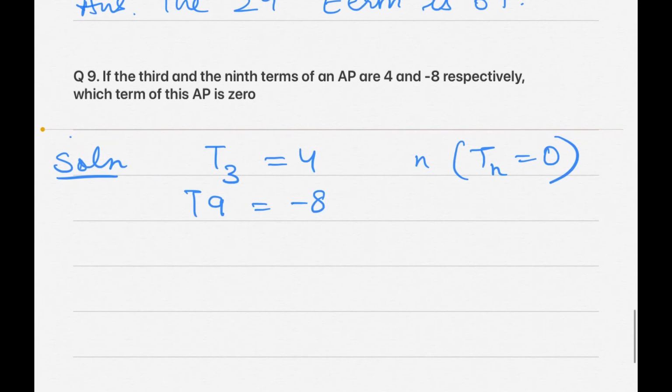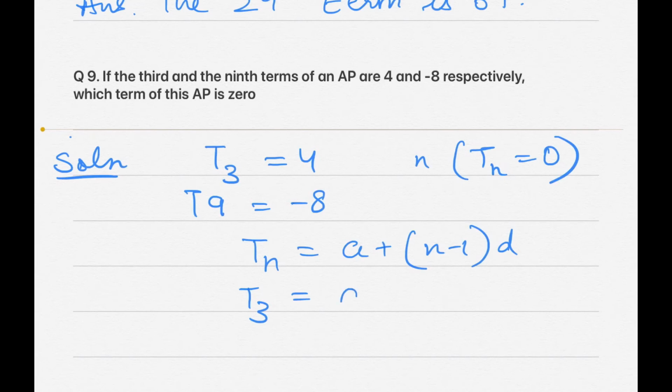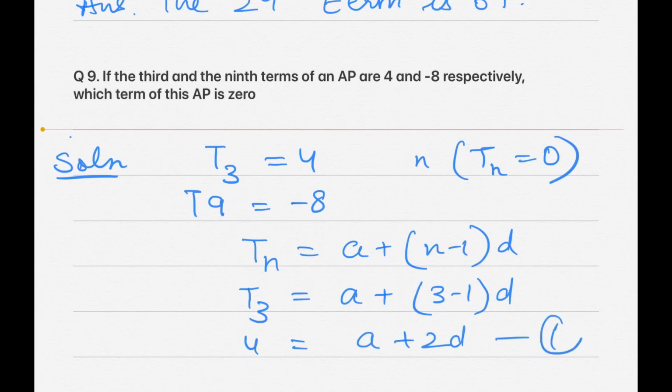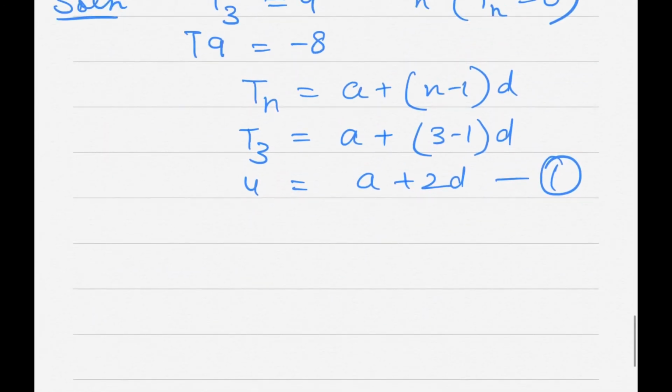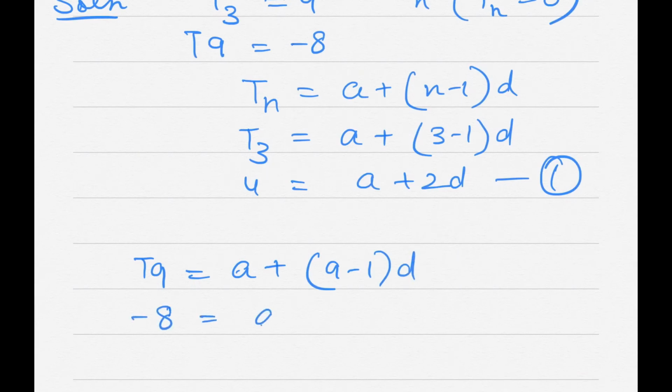Okay, so again I'll use the term formula. Tn is equal to a plus n minus 1 into d. So T3 now is equal to a plus 3 minus 1 into d. So T3 is given to me as 4, a plus 2d. So this is my first equation. Now I'll move to second equation. So T9 is equal to a plus 9 minus 1 into d. So T9 is given as minus 8 to me, is equal to a plus 8d. So this is my second equation.